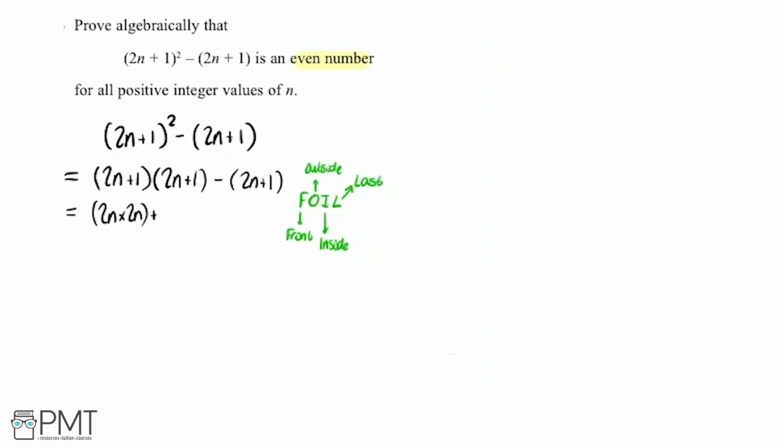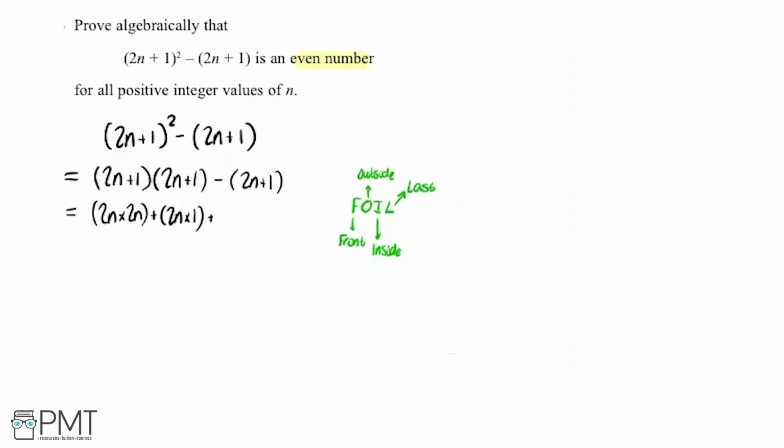So now I'm going to do outside. So here we're going to do the front element and the last element here. So the outside elements. So we've got 2n multiplied by 1. So we're going to add on to that. We're now going to be looking at the inside elements. So the 1 here and the 2n here. So multiplying that together, we get 1 multiplied by 2n. And lastly, the L, so the last elements. So 1 and 1. So plus 1 times 1. And again, we still have this minus 2n plus 1 here.